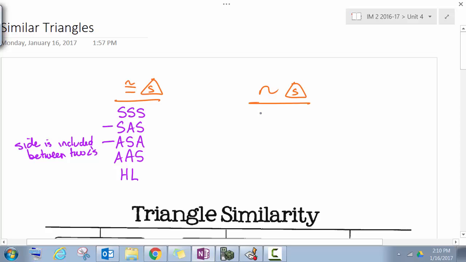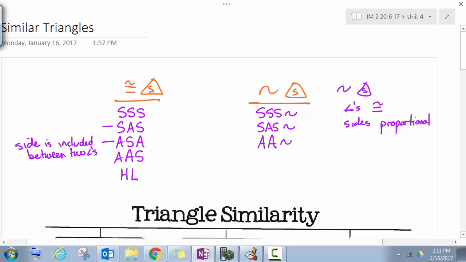Now the way we prove triangles similar, we're going to have side, side, side similarity. But if you remember, in similar triangles, the angles are congruent, but the sides are proportional. So we're going to have to prove the three pairs of sides are proportional, not that they're congruent. We also have side, angle, side similarity, where we have two pairs of sides proportional and one pair of angles congruent that's included.